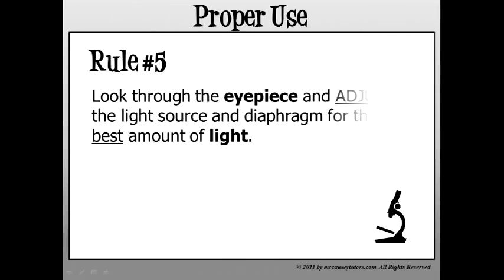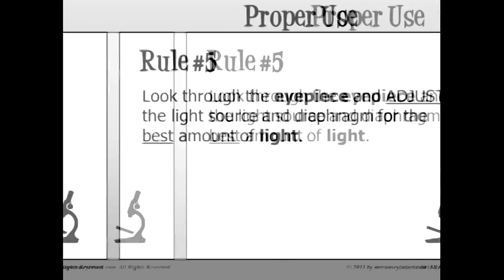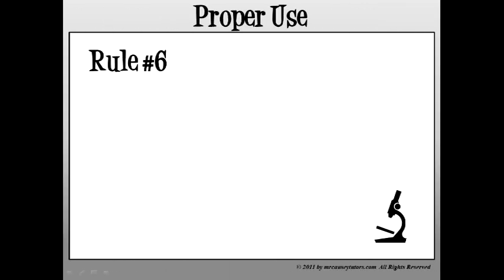Rule number five, look through the eyepiece and adjust the light source and diaphragm for the best amount of light. Also, while you're doing that, remember to try and keep both eyes open when you're looking through the eyepiece. It helps to avoid eye strain.